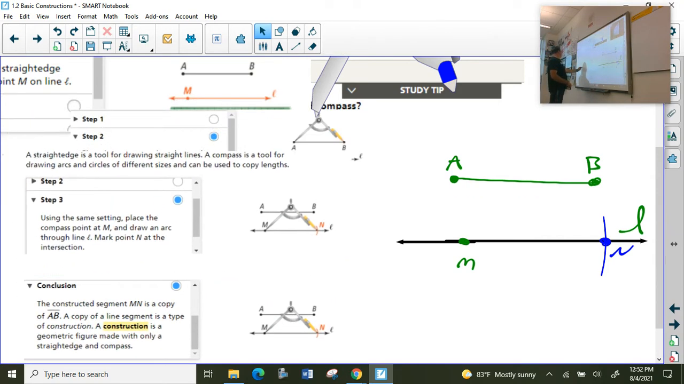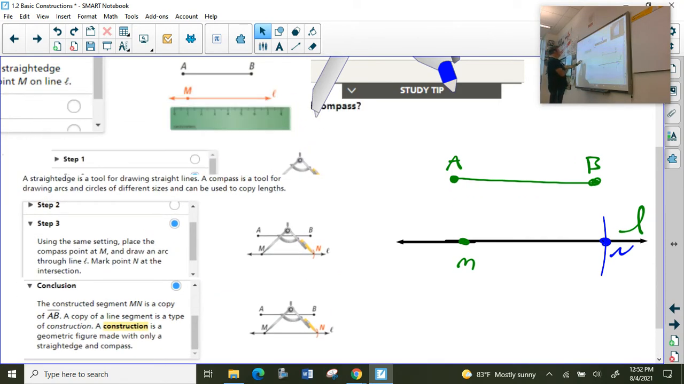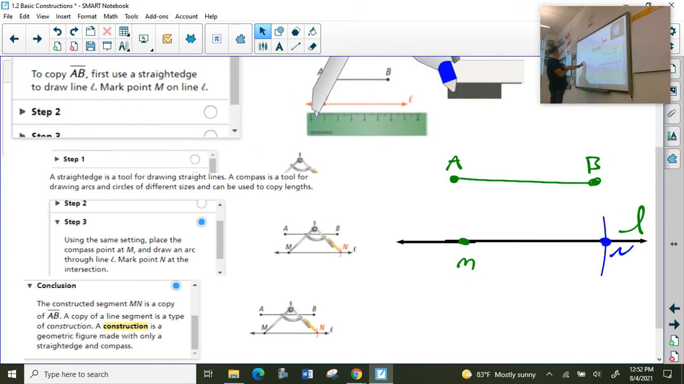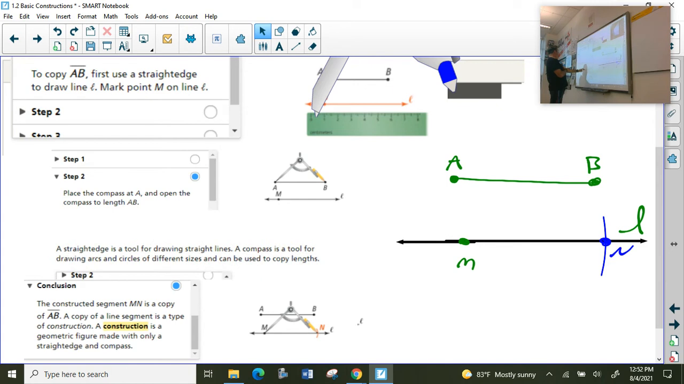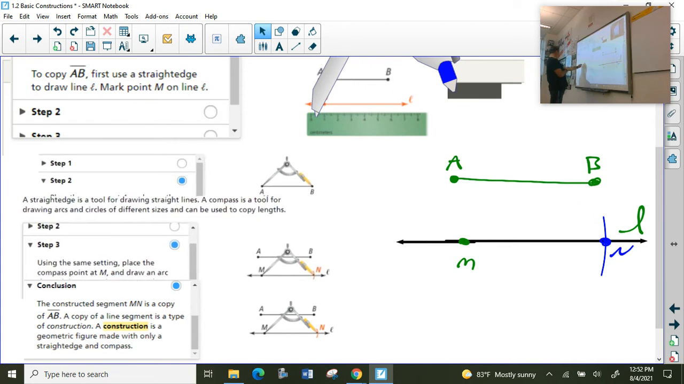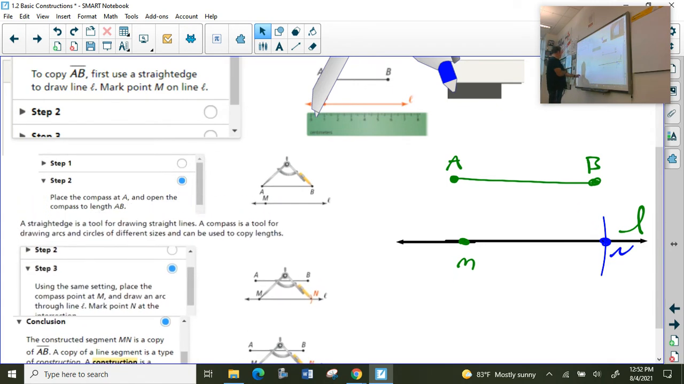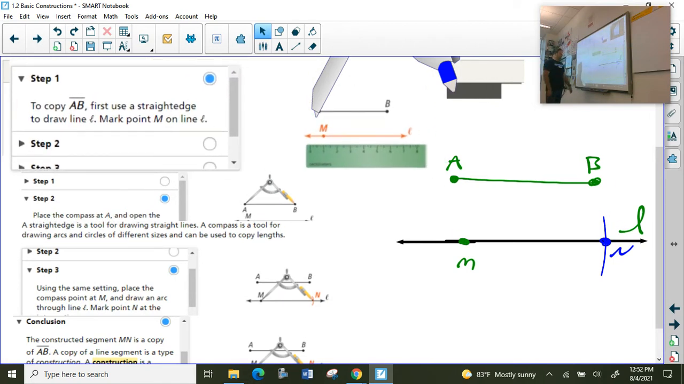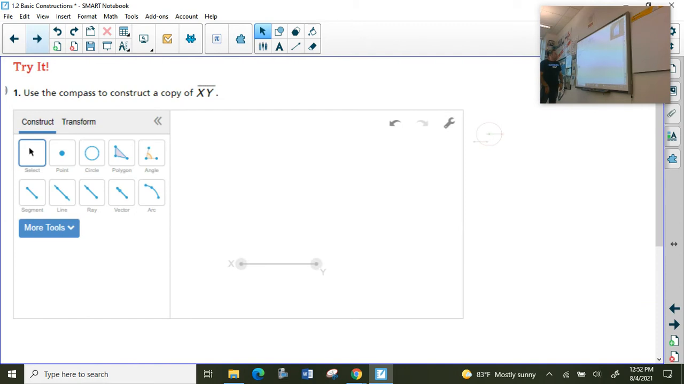If you'd like to, you can pause this. So here's step 1, and then we've got step 2, step 3. If you want to write these steps down on what to do, you can. Okay, pause the video. So now you get to try it.